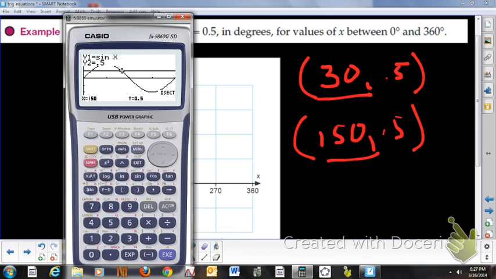So 30 and 0.5 and 150 and 0.5 is solved. Those are the x values, 30 and 150, and basically usually that's all you really need, those two values, those roots for the equation, coming from the points of intersection that you found from the graphing calculator. And with the Casio we can do this again with a TI as well.